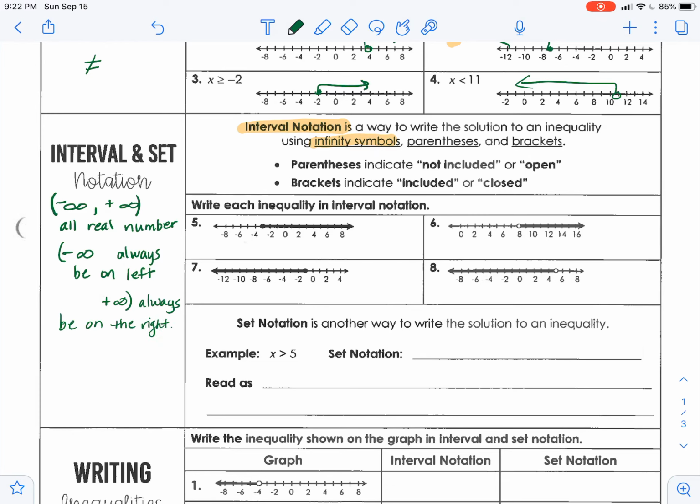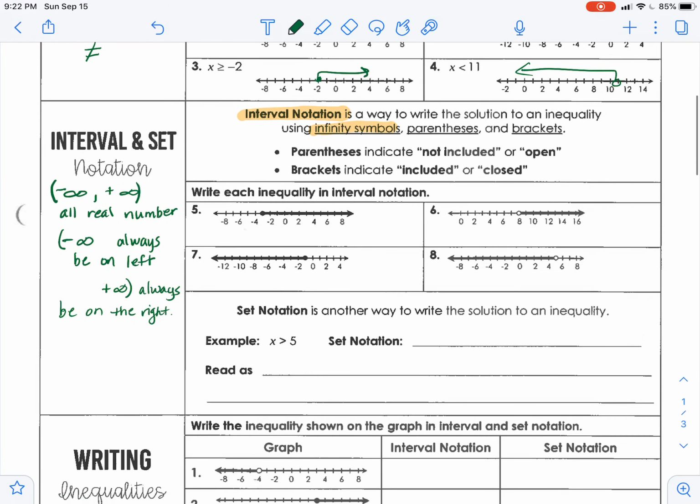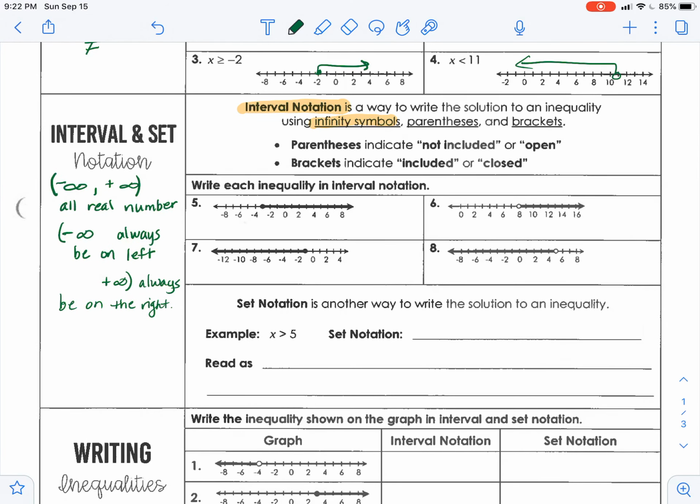Okay? Now, the other thing to know, guys, when you're doing interval notation, it is going to look like a point. You're going to have some number, comma, another number. The number on the left is always the smallest number. The number on the right is always the largest. So if you say, how do I know which way I write it? Well, the left is always the smallest, the right is always the largest.